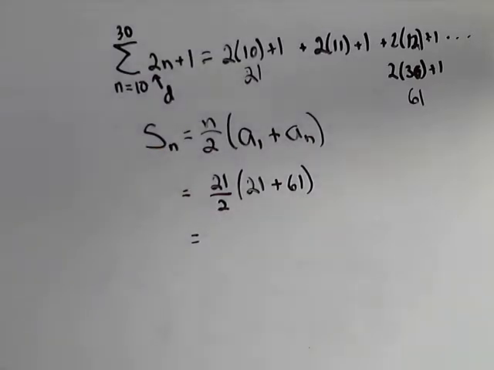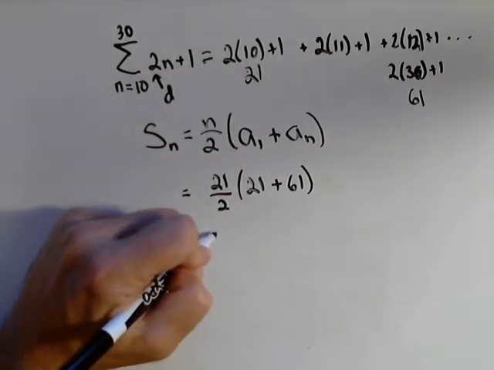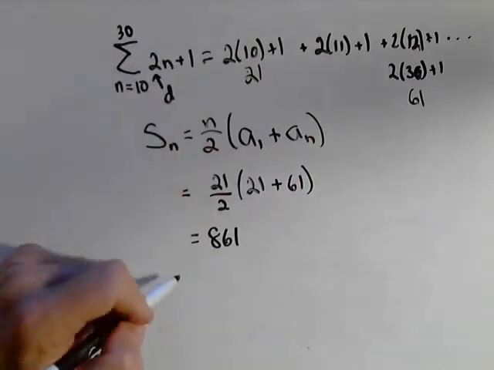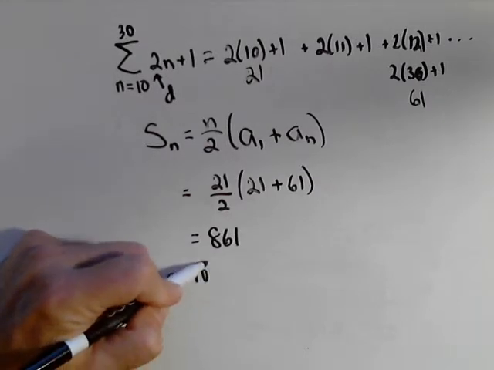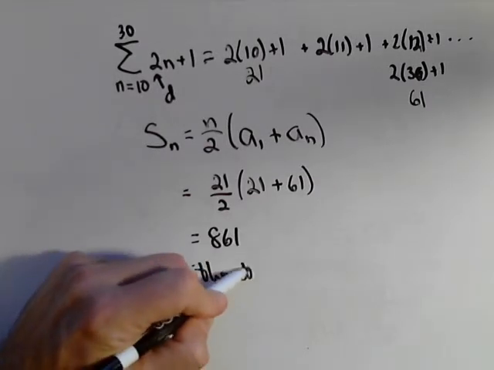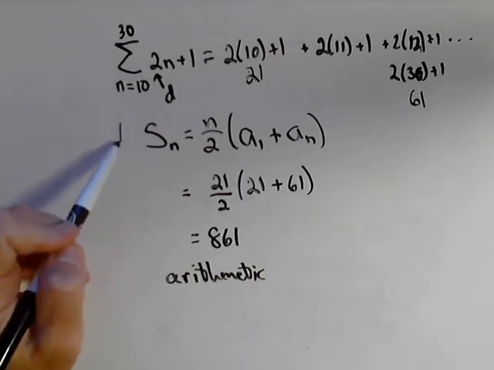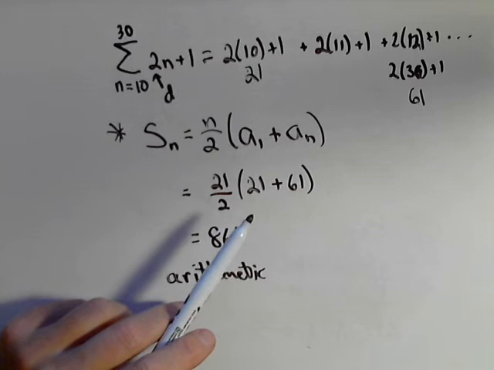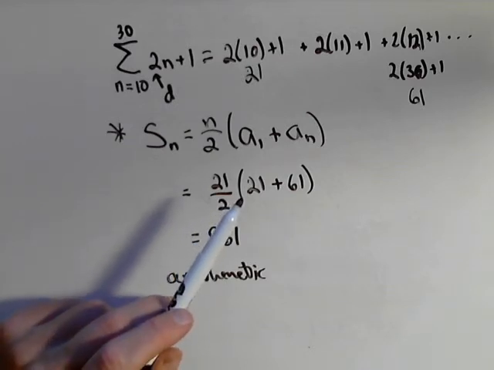So now we can use our formula to figure this out really quick without having to do out all the terms. And we get a total of 861. So if you get a summation notation and it's linear, remember that if it's linear, it's arithmetic, and you can use our formula for arithmetic. If it were exponential, it'd be geometric, and you could use our formula for a summation of a finite geometric.